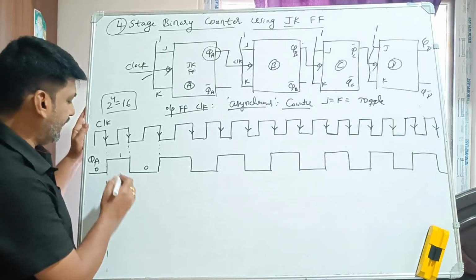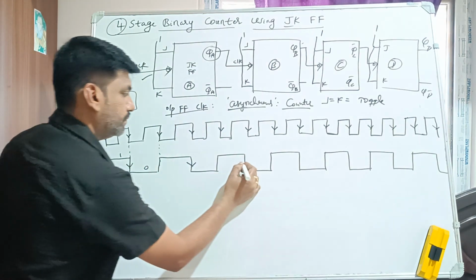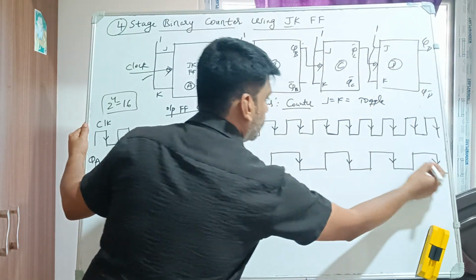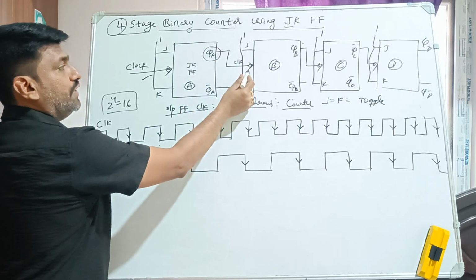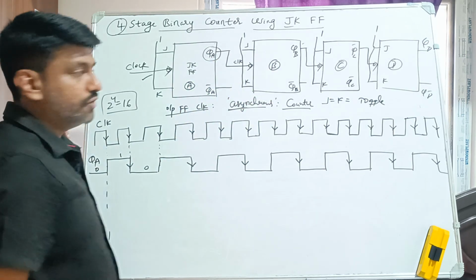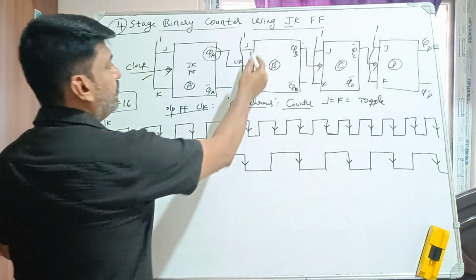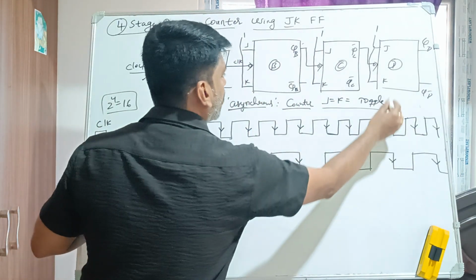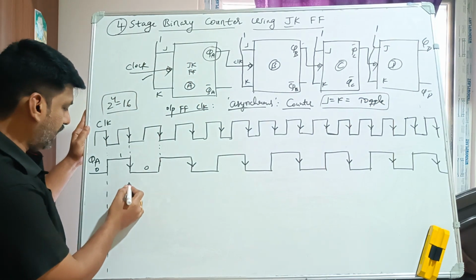For this also negative edge is there, so that we will draw now. This is the negative edge of the QA, right? So this negative edge is given to flip-flop number B. So when this clock negative edge is triggered, at that time J and K value are 1. So at that time what should the output be? Toggling should happen.